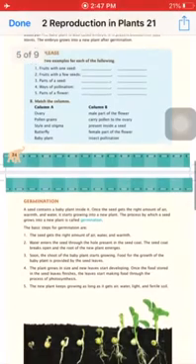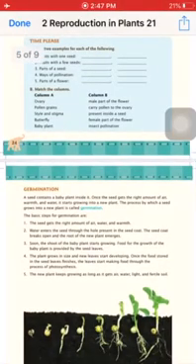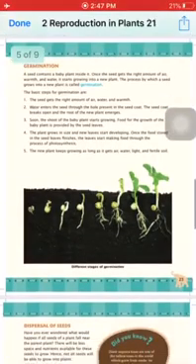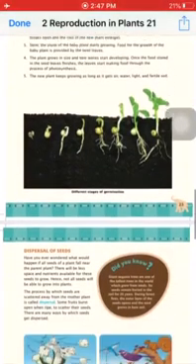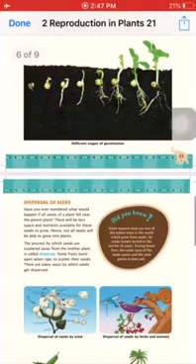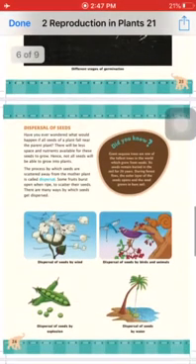Next is germination. Germination is the process by which a seed grows into a new plant. After that we discuss the different ways of germination of a plant. Next is dispersal of seed. Dispersal of seeds means transferring or scattering of seeds from one place to another place.